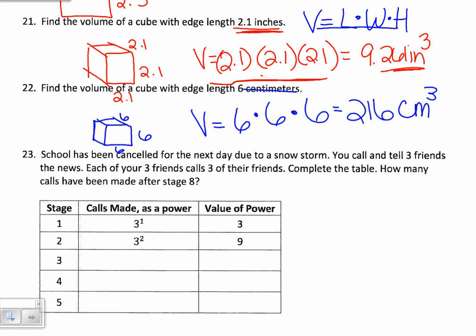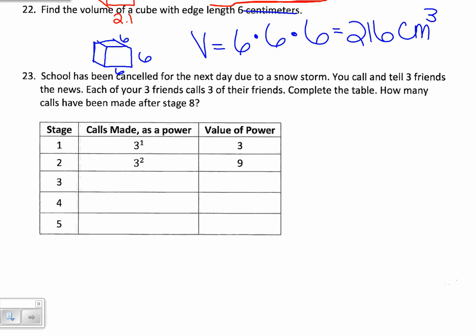Our last problem here has a table that it wants us to fill out. So it says, school has been canceled for the next day due to a snowstorm. You call and tell 3 friends the news. Then each of your 3 friends is going to call 3 of their friends. To complete the table. Then it wants us to know how many calls have been made after stage 8. So what it's wanting us to do is look for a pattern. So when I look here in my middle column, I'm going to look for a pattern.